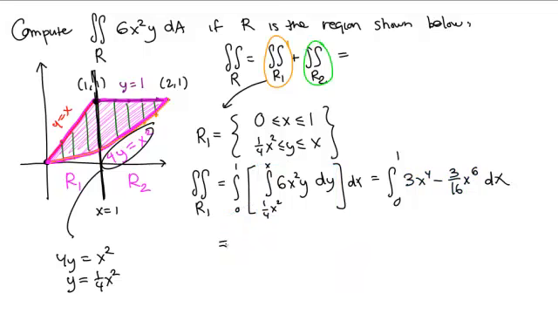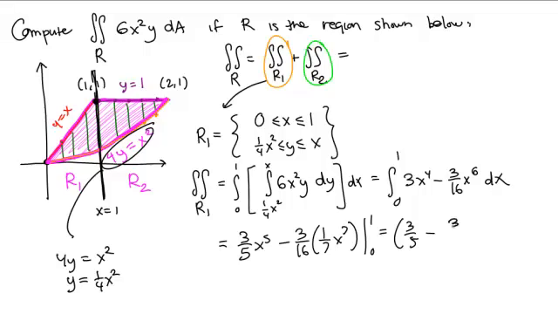If we use the fundamental theorem of calculus on this, then the antiderivative with respect to x will be 3/5 x to the 5 minus 3/16 times 1/7 x to the 7th, evaluated from 0 to 1. If we plug in 1, we're going to get 3/5 minus 3/16 times 1/7, which would be 3/112.